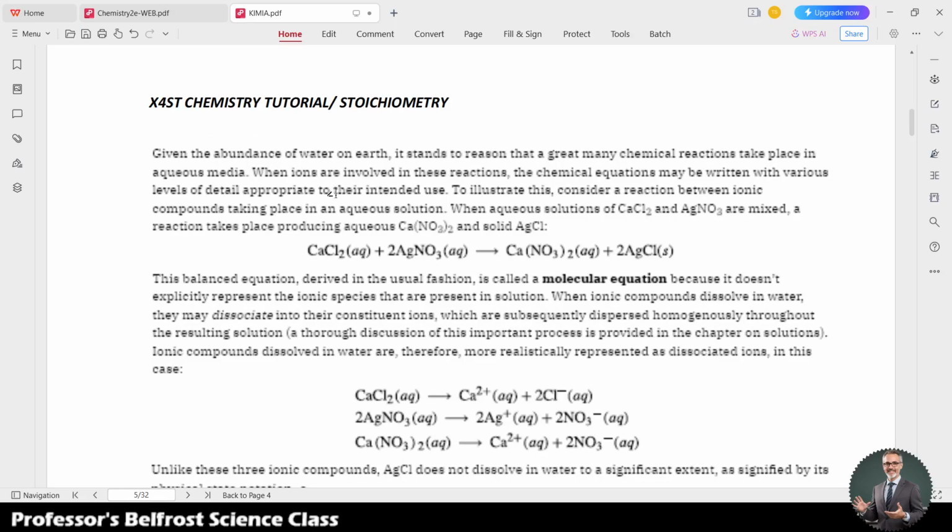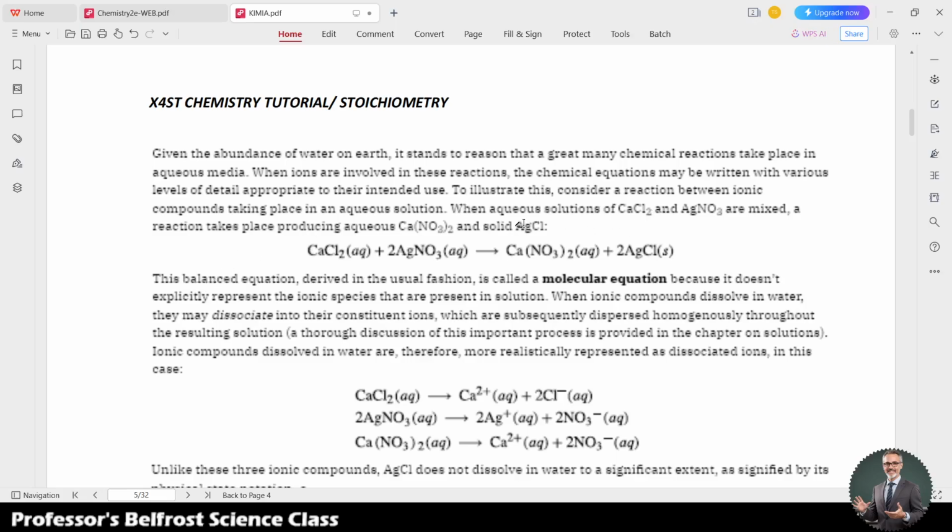Okay, given the abundance of water on Earth, it stands to reason that a great many chemical reactions take place in aqueous media. And when ions are involved in these reactions, the chemical equations may be written with various levels of detail appropriate to the intended use. Let's see the reaction that takes place in the aqueous solution as shown in the slide.